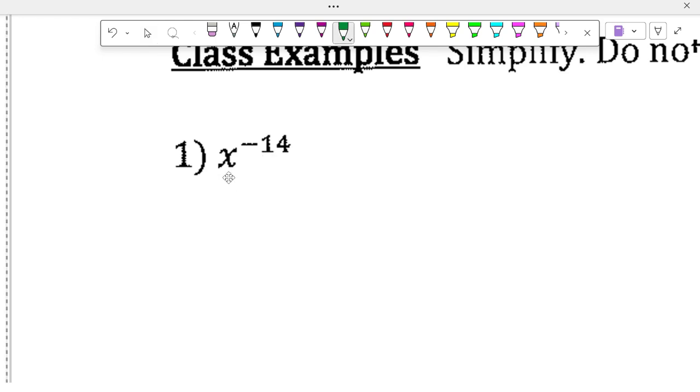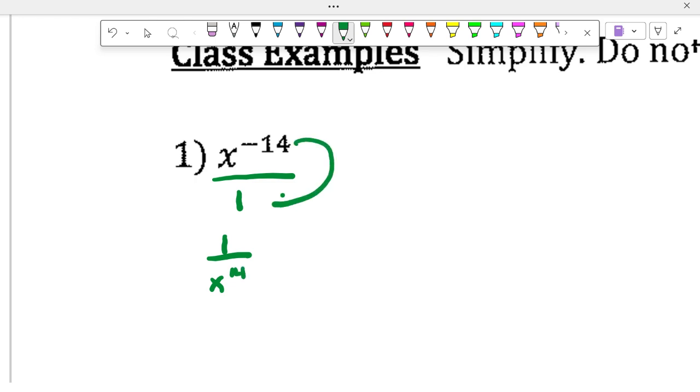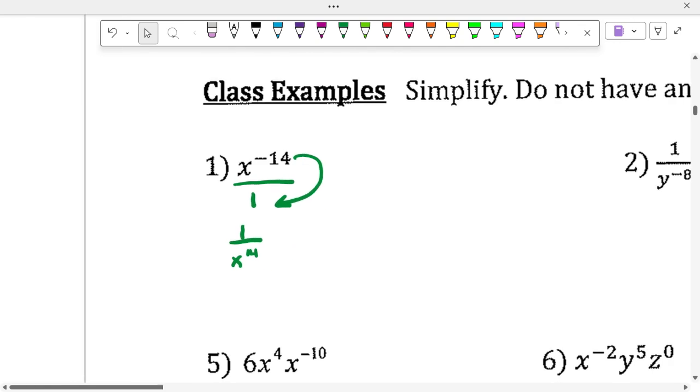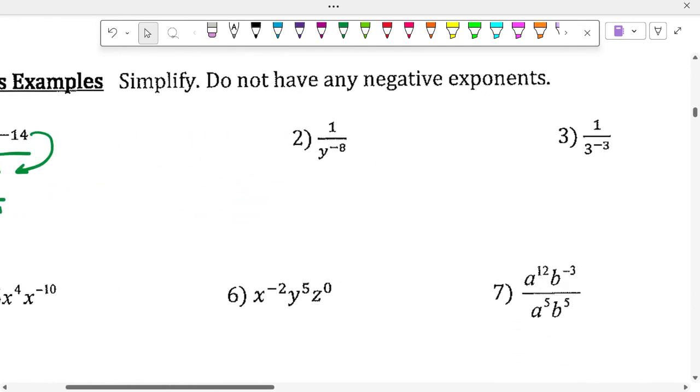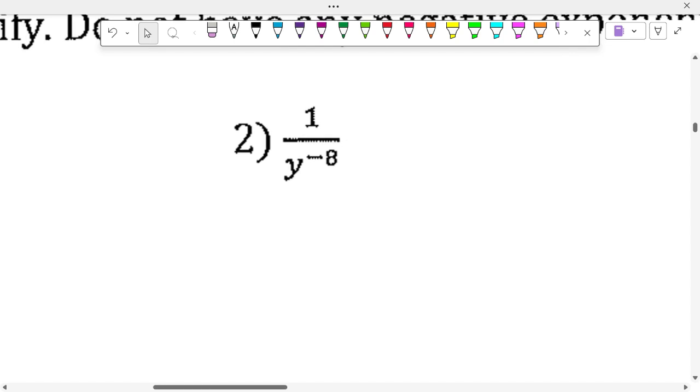So we got x to the negative 14. So it's going to be 1 over x to the what? Positive 14. We move it to the denominator. What about number 2? Y to the 8th. It gets moved to the numerator, so it's just y to the 8th.